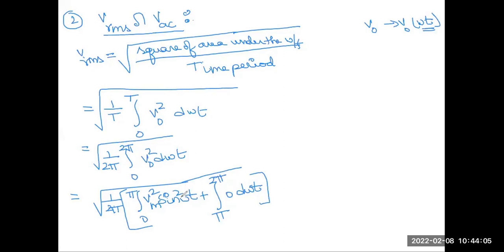Is it okay now? Yes, ma'am. Now, obviously this is 0, so we need not worry about it. So finally you are left out with what? 1 by 2 pi integral, Vm squared, let me bring it out. So this Vm squared I brought out of the integral. So you are left out with 0 to pi sine squared omega t. Now what is the integral of sine squared theta?